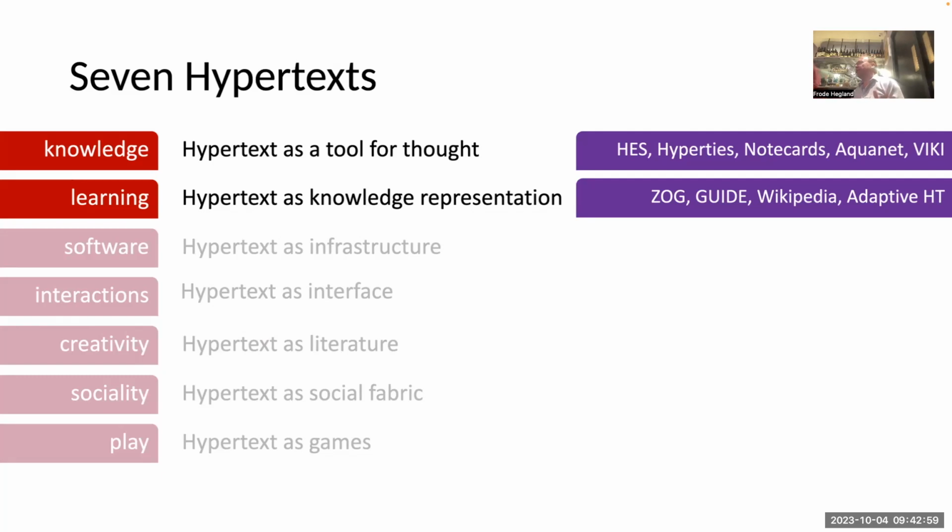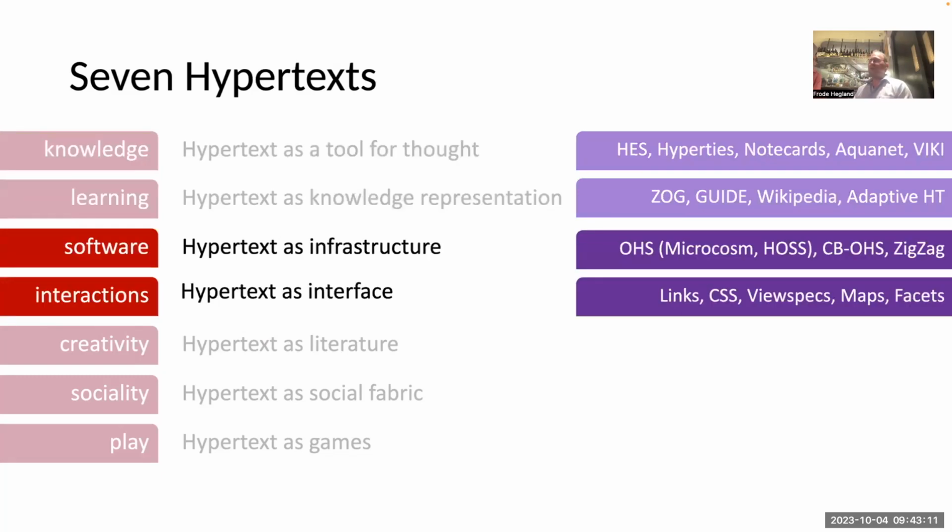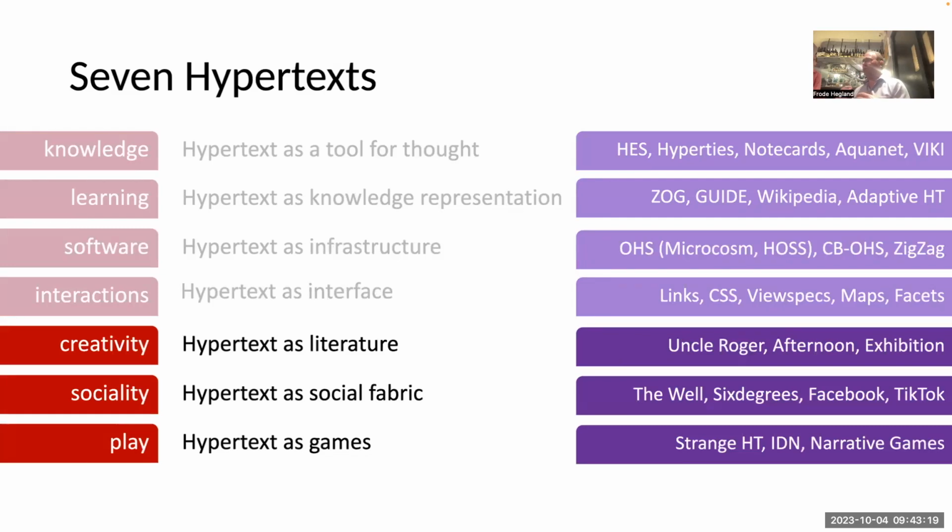So I'm not going to go through these areas in detail. I don't have time, but if you're interested, we can point you at where the paper is. But essentially, there's a long history of systems that engage with knowledge and learning, systems which look at hypertext as a sort of software infrastructure. You were talking about interactions, so different types of interactions, and of course in the more kind of social and creative spaces, how hypertext manifests in those kinds of ways.